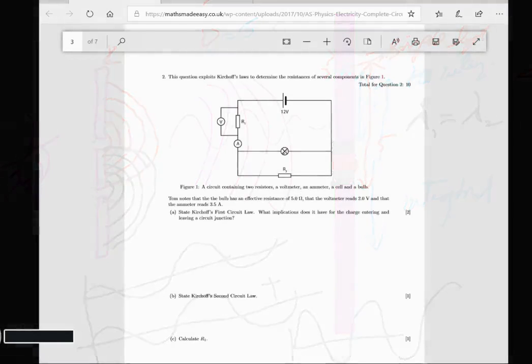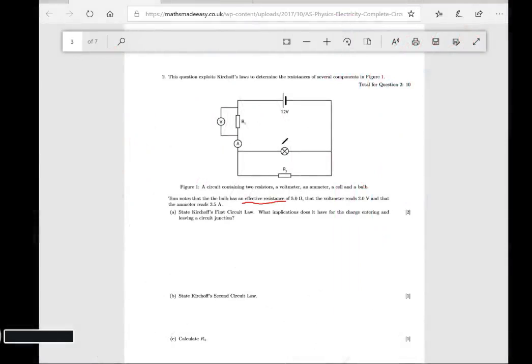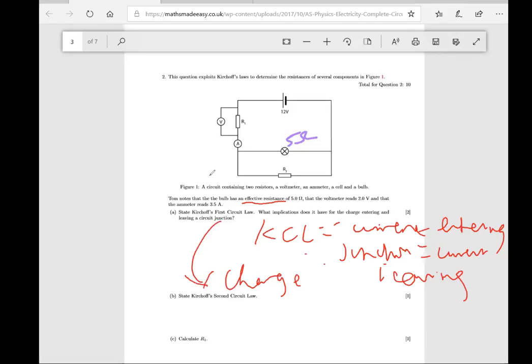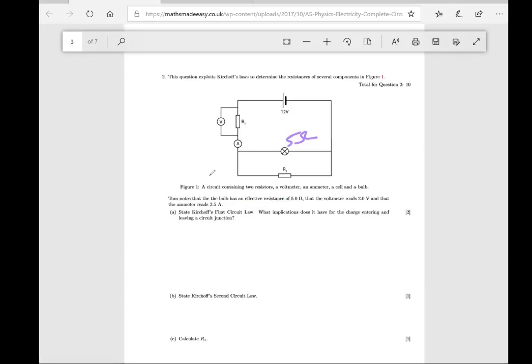What does effective resistance mean? Effective resistance is simple resistance. Okay, Kirchhoff's first law: current entering a junction equals current leaving. What implication does it have for the charge entering and leaving the circuit? It means that charge is conserved. Yes. Next, Kirchhoff's second law. Voltage drop equals voltage of source. Yes.